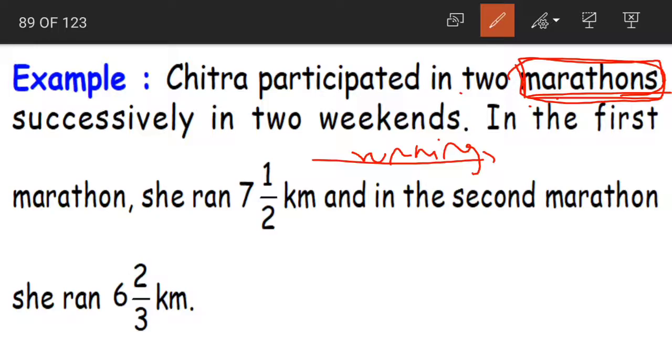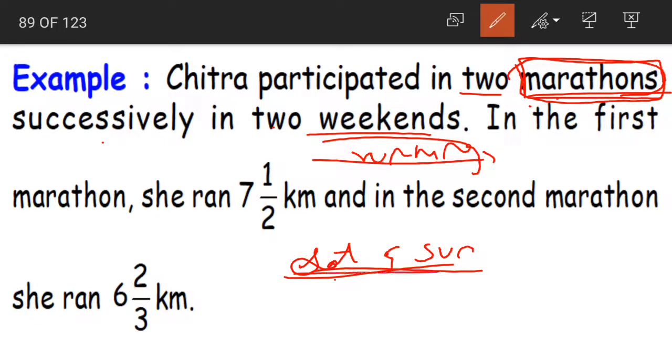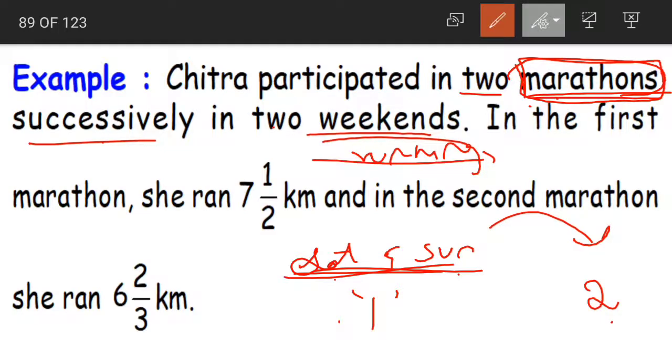Now what did Chitra do? Chitra participated in 2 marathons successively in 2 weekends. What is the weekend? Saturday and Sunday is called as a weekend, right? So in one weekend she participated in one marathon, and in the next weekend she participated in the other marathon. Successively means one after the other. This weekend and the next weekend.